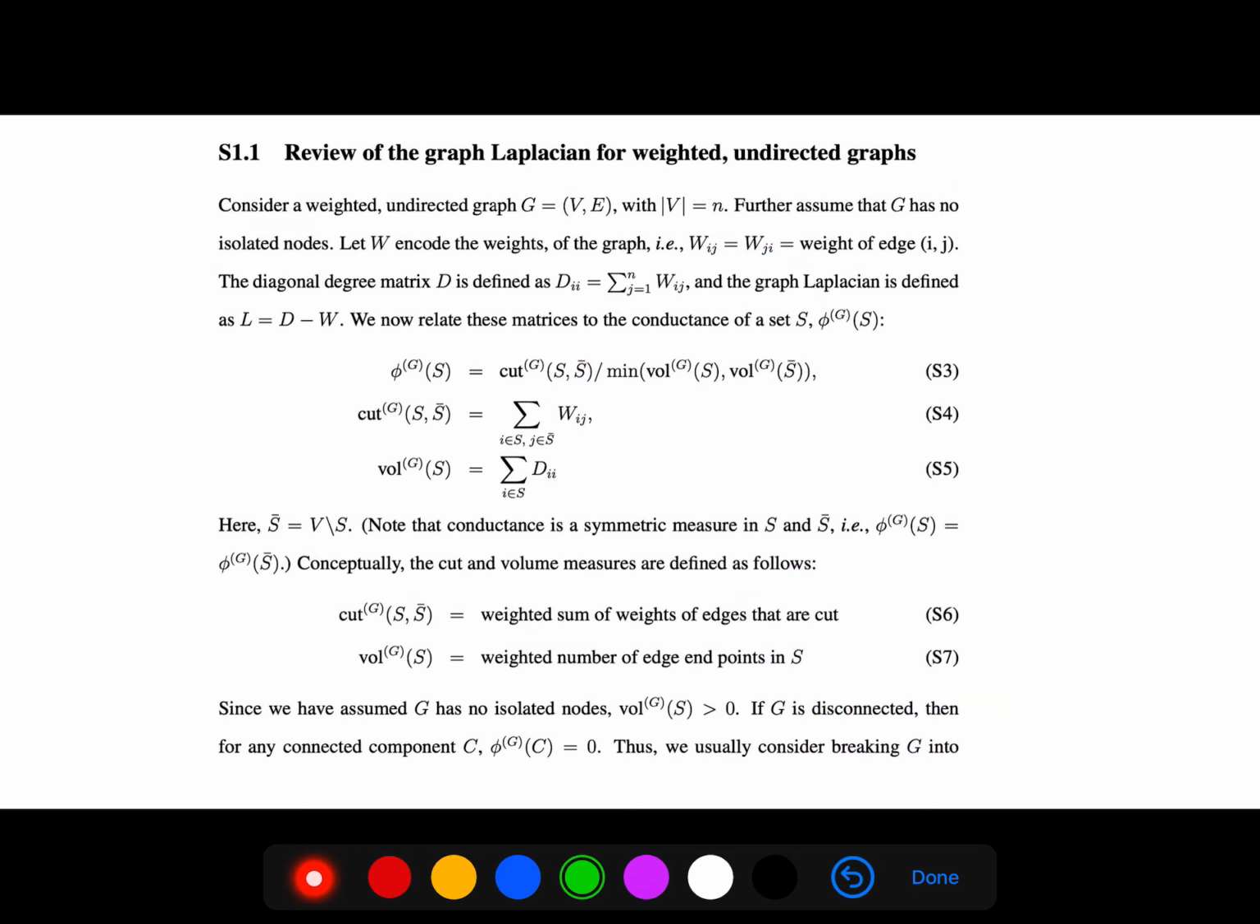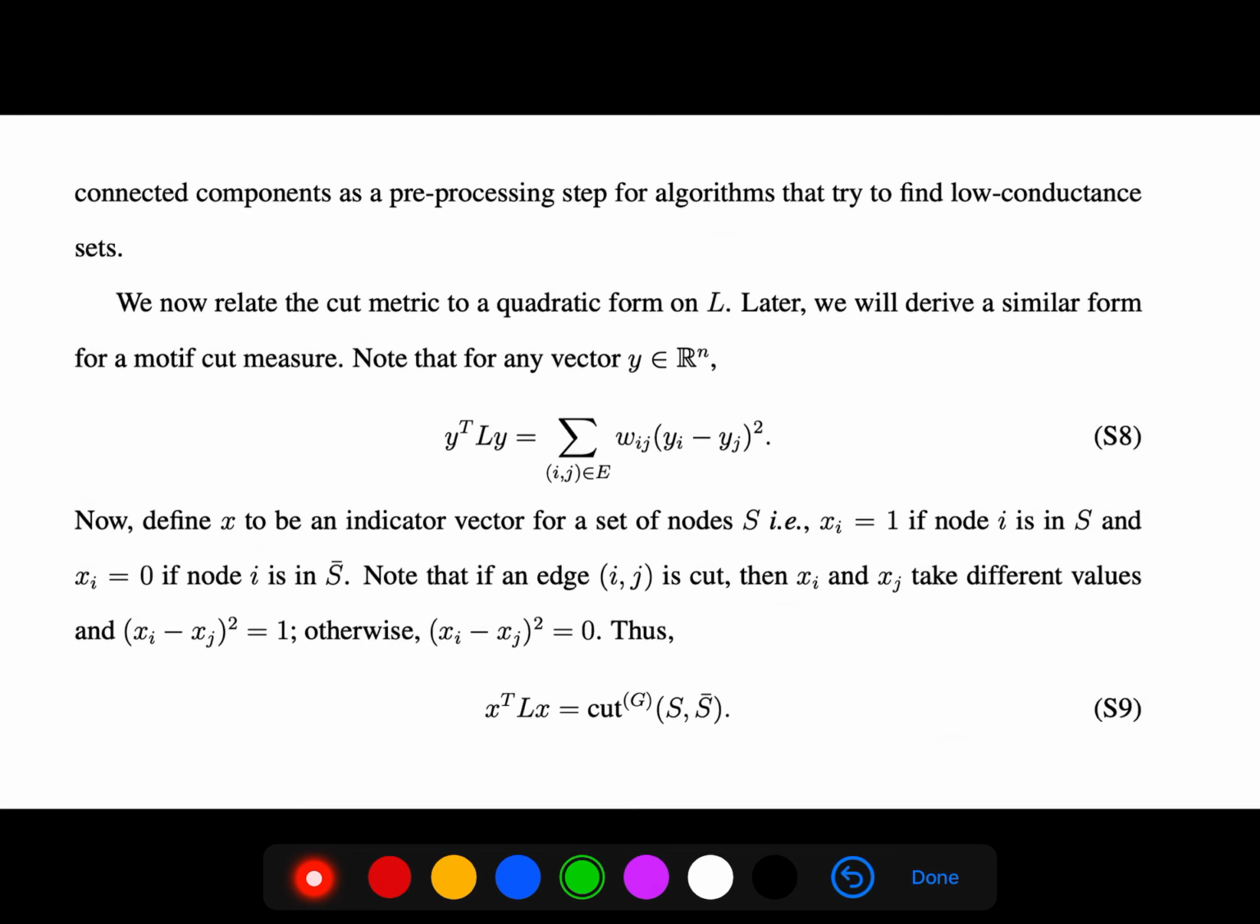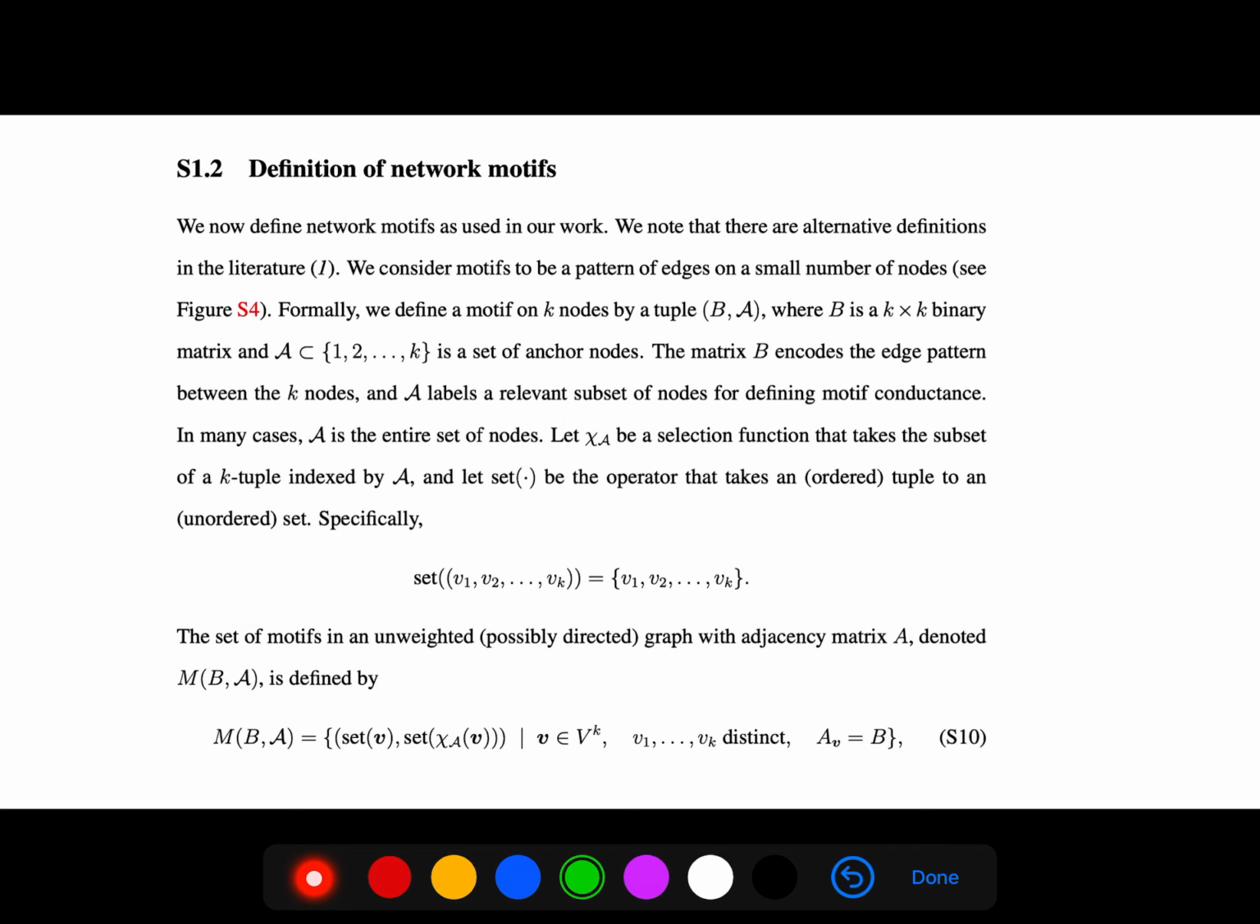So here they first reviewed the graph Laplacian for weighted undirected graphs, and the graph cut and all those elementary things. They relate the cut metric to the quadratic form on L. All of them are just background. There's nothing new here. And then they define the network motifs.